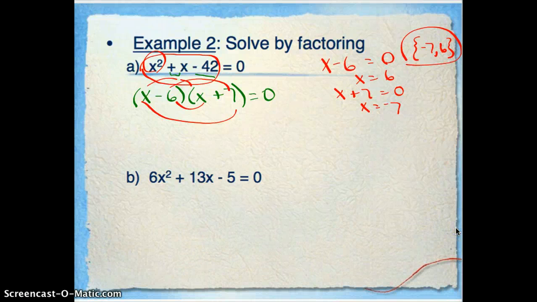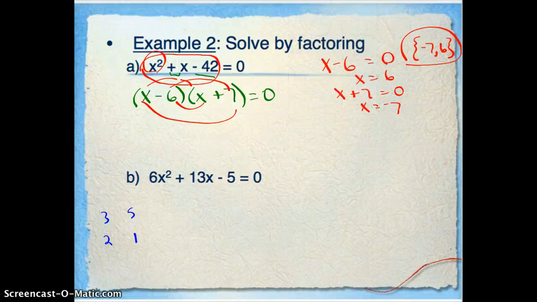Okay, so 6x squared plus 13x minus 5 equals 0. So we are going to try to solve this by factoring. And again, I'm probably going to guess and check a little bit here. So I'm going to try doing 3 and 2 for my 6, and I'm going to try doing 5 and 1. I can make 13 there, but only if they were both positive, and I need one positive and one negative.